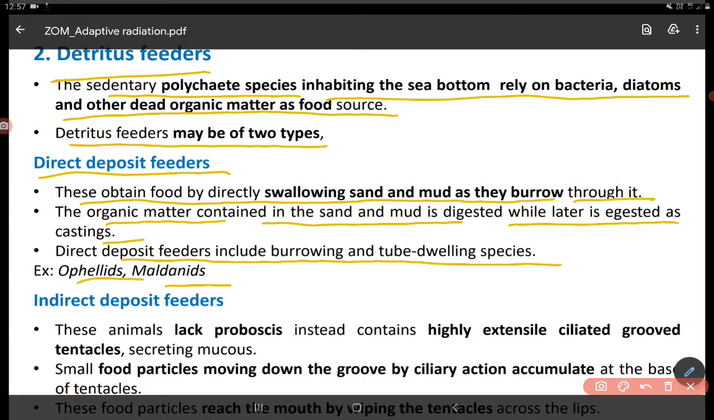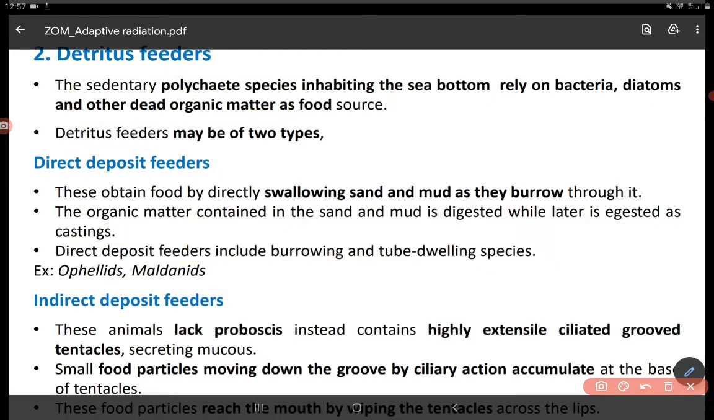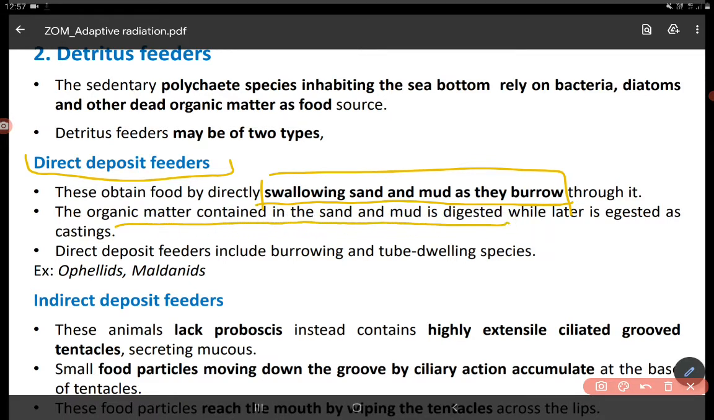So detritus feeders are those feeders that live at the bottom of the sea, and they eat from the sand and mud. They have to find their food, right? So there are two types. The direct deposit feeders swallow sand and mud, right? They swallow it all, and the organic matter is digested. The organic matter within the sand and mud is digested, while the sand and mud itself is excreted out as castings.